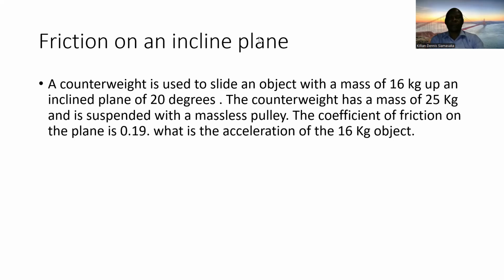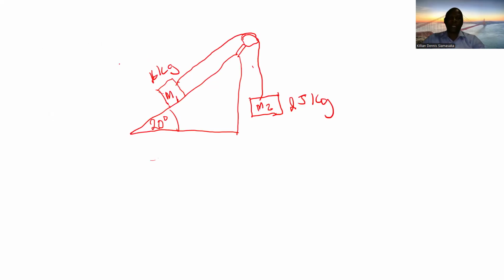Okay, we are going to look at a lesson on friction on an inclined plane, and we will demonstrate this application of friction on an object which is actually moving on an inclined plane. And so we notice that this is the object moving on an inclined plane. We have mass 1 and we have mass 2. Mass 1 is 16 kg and mass 2 is 25 kg.